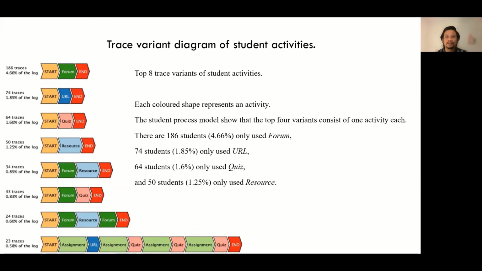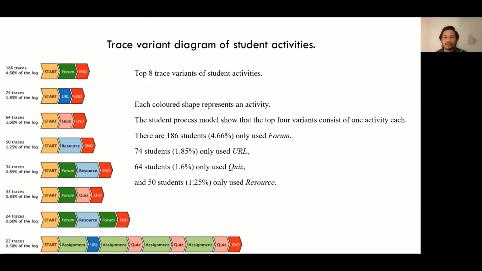More detailed analysis for the student log was done by examining the trace variant diagram. The figures show the top 8 most frequent trace variants, covering 488 out of 3,994 traces. Each row in a trace variant diagram represents a trace variant. The rows are ordered from the most frequent variant to the least frequent one.